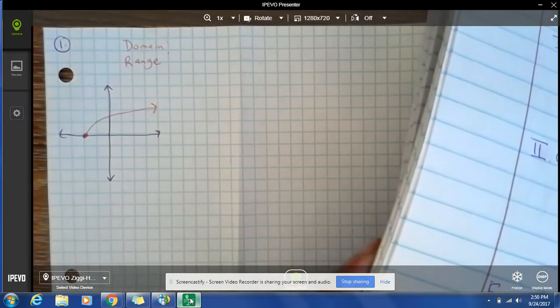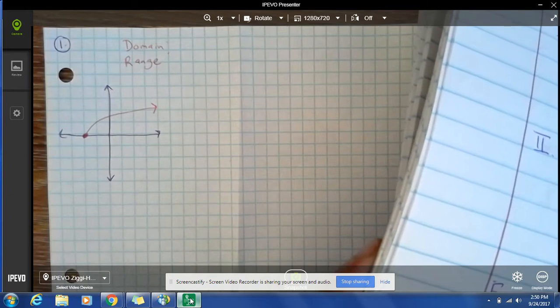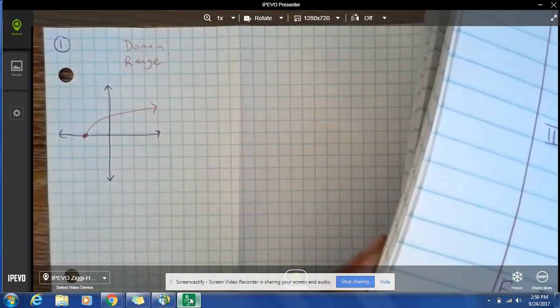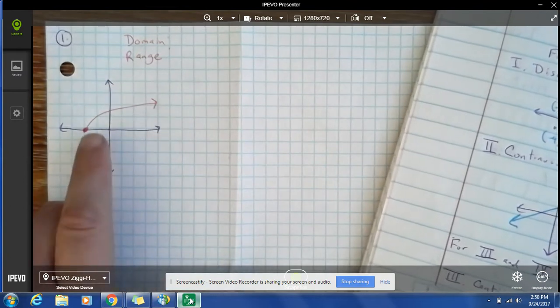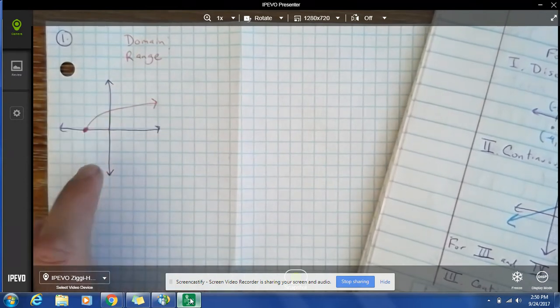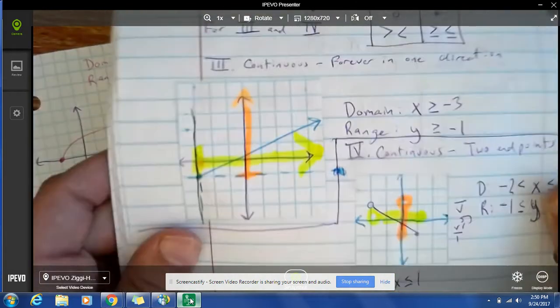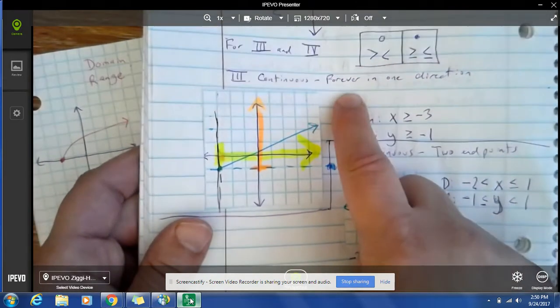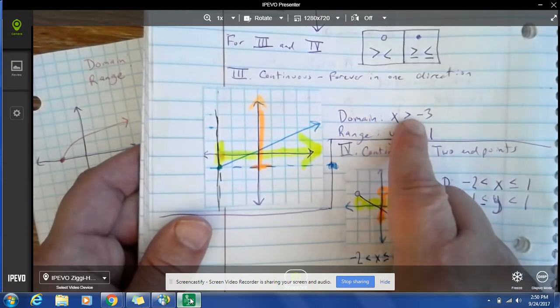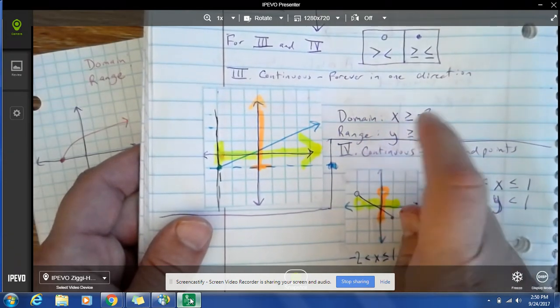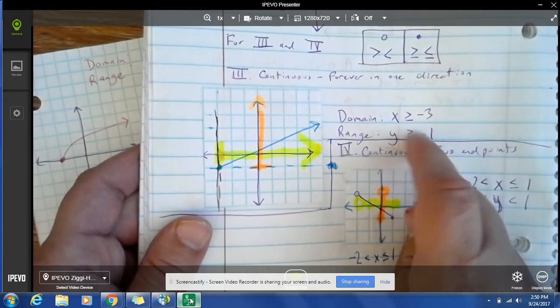And if you look very closely, I think you will agree with me that it's continuous and that it only goes forever in one direction. It starts here, but then goes forever to the right, and starts here and goes forever up. And that would be a type 3. So the domain and range can look something like this: x with an inequality symbol and then a number, y with an inequality symbol and a number for the range.